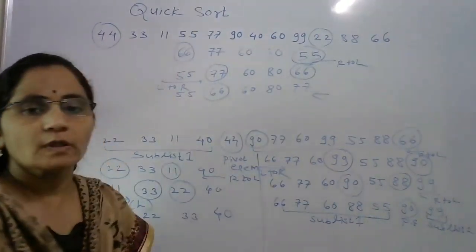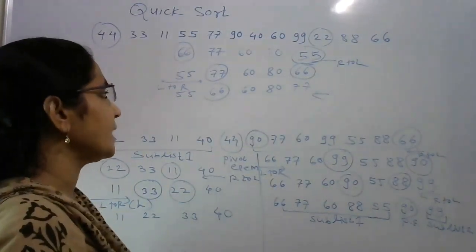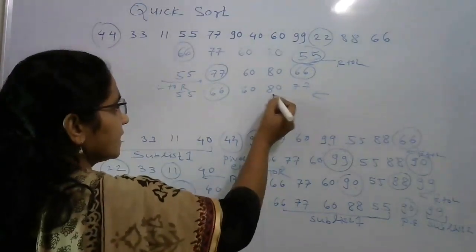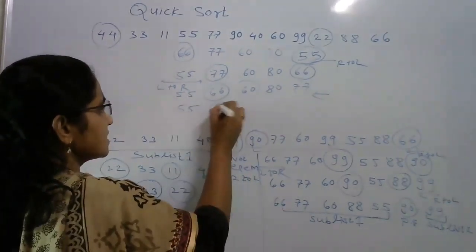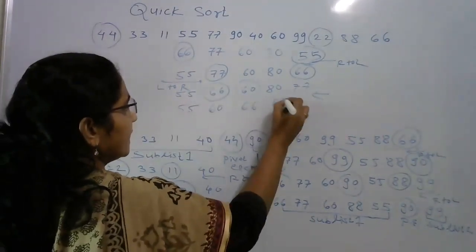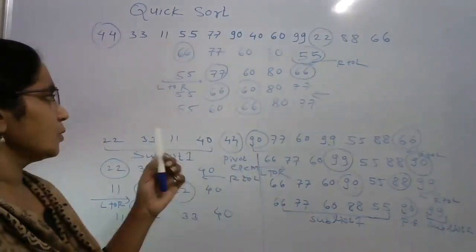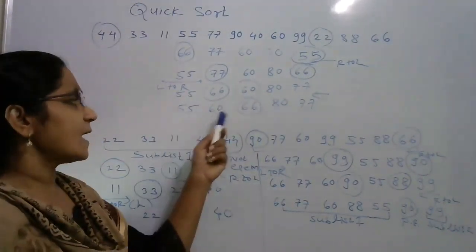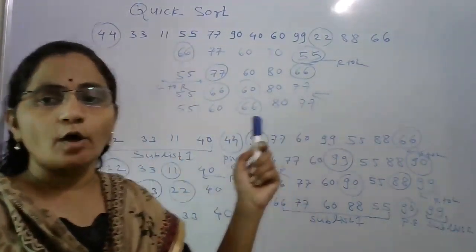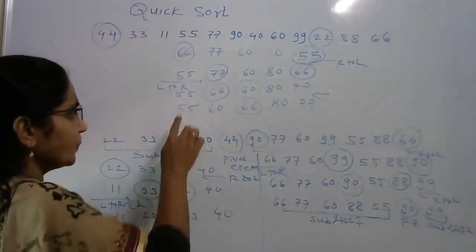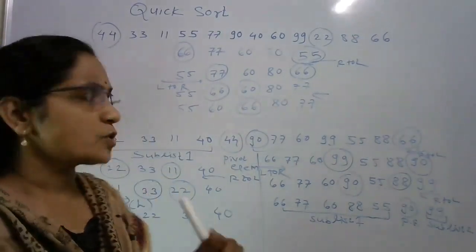Again, from right to left, you compare each element and stop the comparison when you get the element less than 66. And here, this 60 is the smaller element, so you exchange. So 55, then 60, here 66, then 80, and then 77. Now if you carefully observe, once again you get the elements less at the left of pivot element 66, and all the elements are greater at the right of pivot element 66. So 55, 60 are already in sorted order, so there is no need to sort the elements.